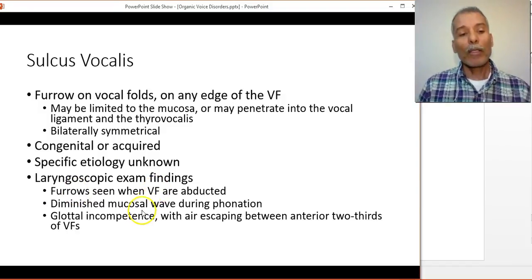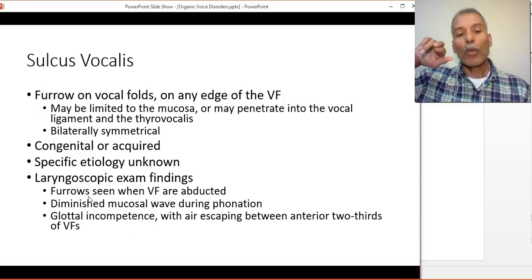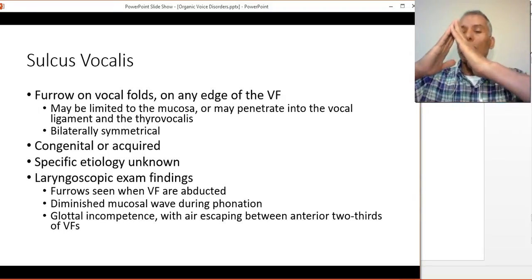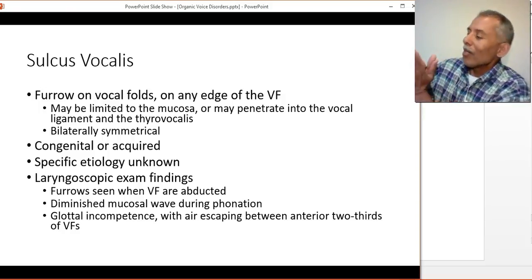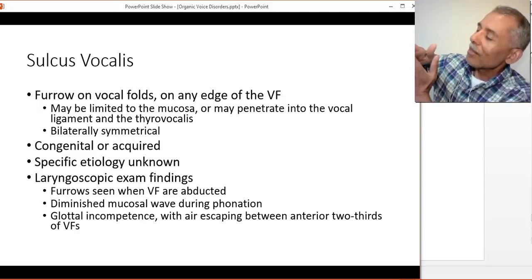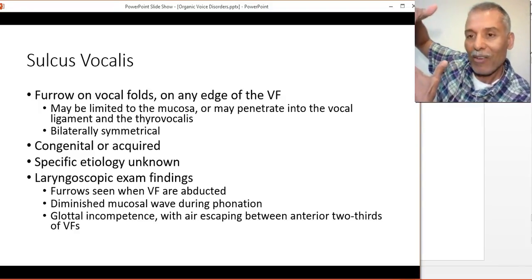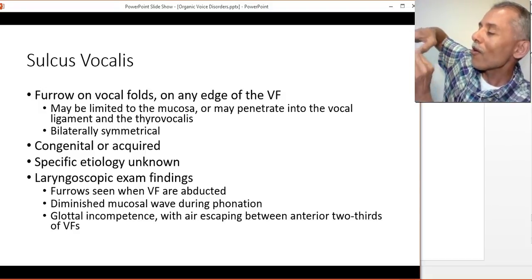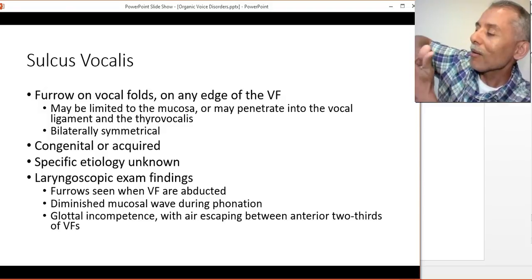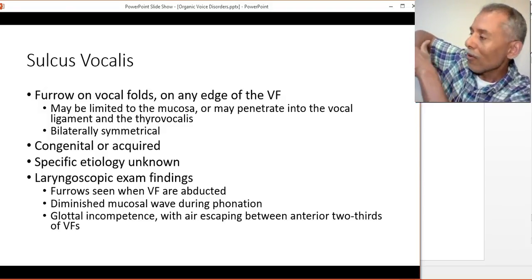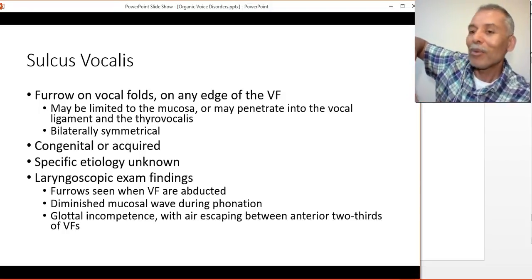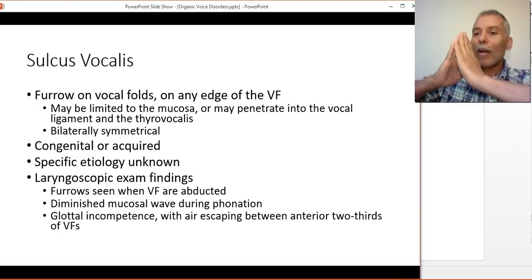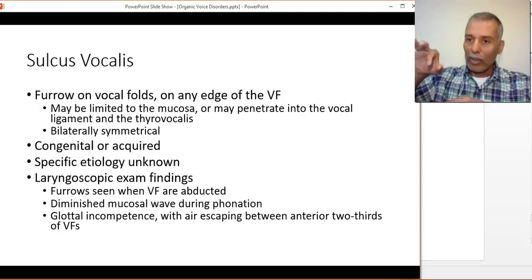So laryngoscopic exam findings show, for example, a furrow. When the vocal folds are abducted, like this, you can see the furrows, because the tissue is kind of compressed together here, and you can see the furrows more clearly. But in order to close the glottis, you have to pull this tissue further to bring them to close. So you flatten the surfaces of the vocal folds and the mucosa, and you would not be able to see the furrows as clearly. This is why when they are abducted, you'll be able to clearly see the furrows.